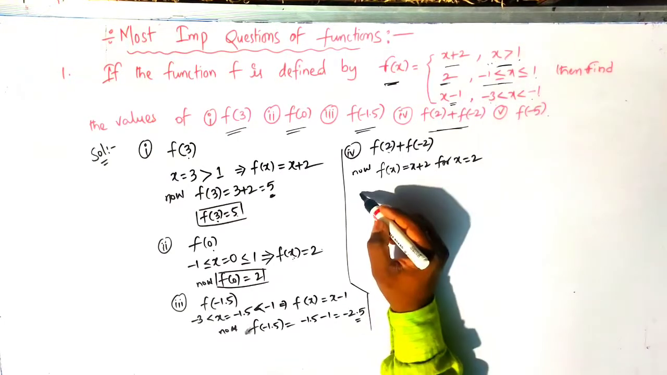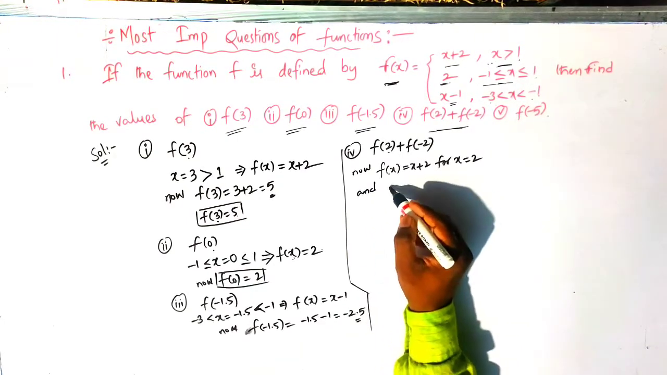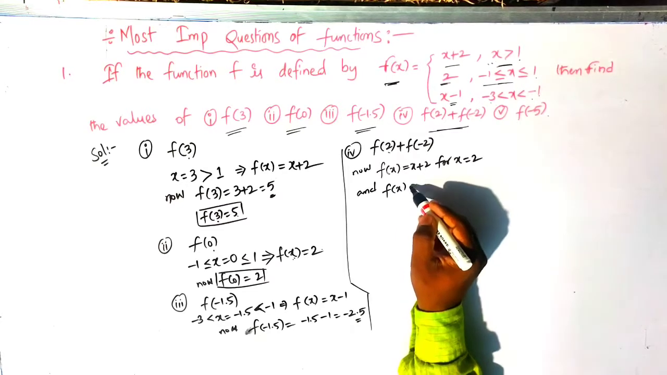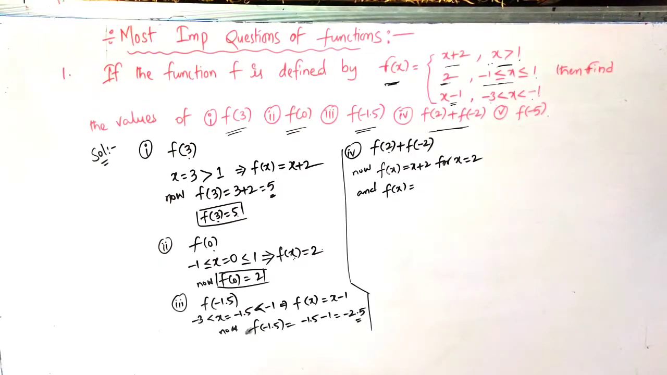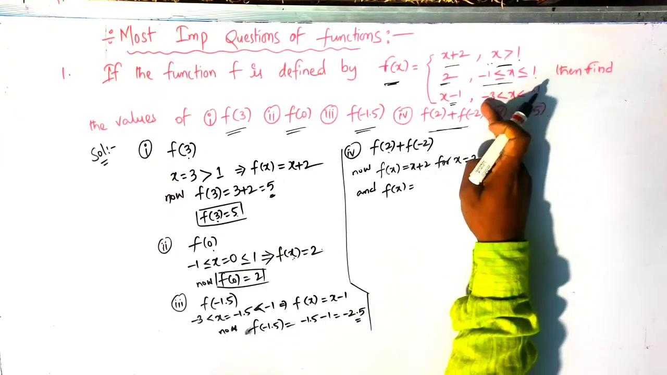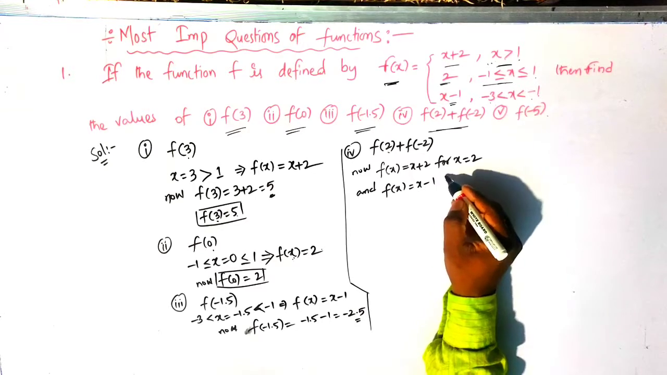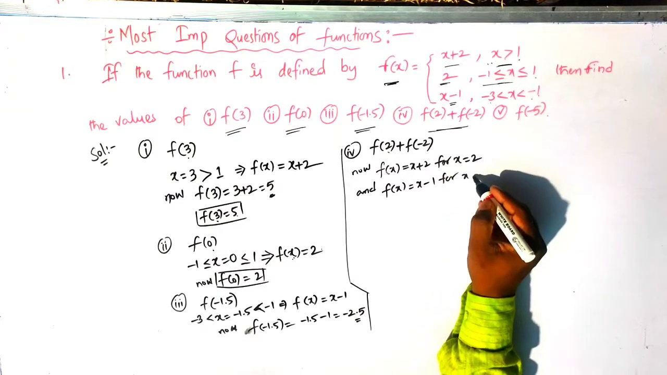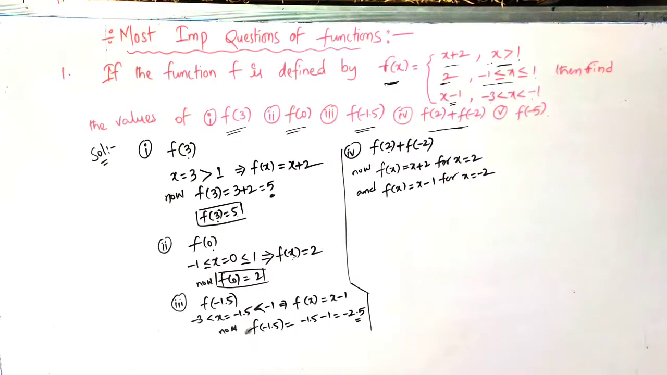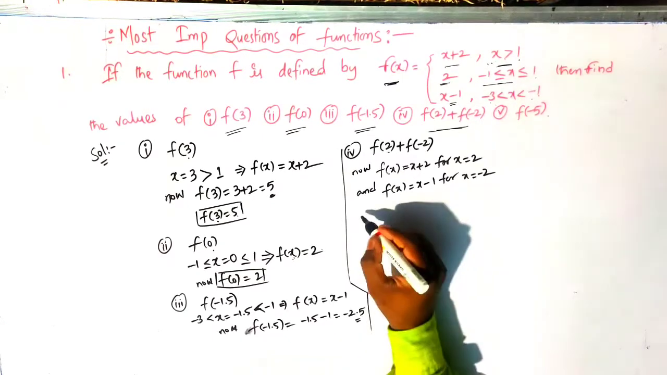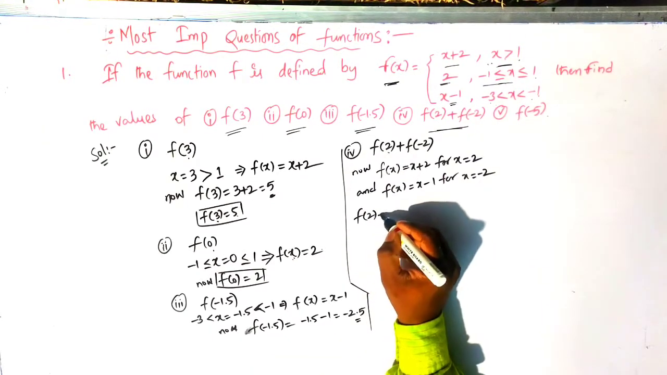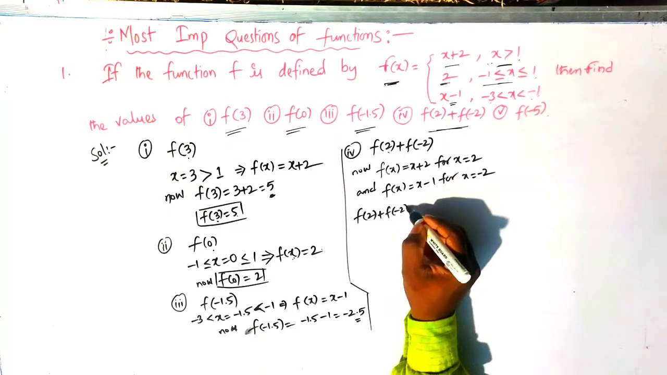Okay. And f of x equals, so minus 2 belongs to which coordinate? See here. Which set? That is nothing but this set. Minus 3, minus 2, minus 1 like this here. So f of x equals x minus 1 for x equals minus 2. Clear?